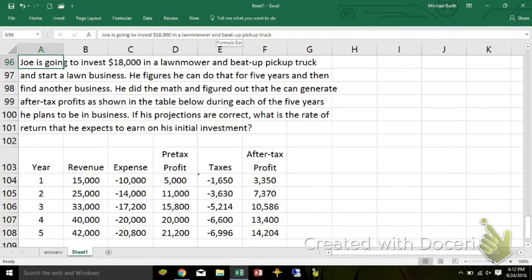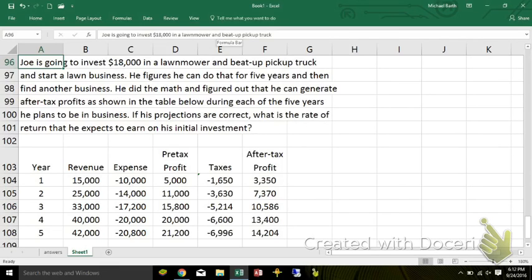Alright, in this short video I'll demonstrate how we use IRR to evaluate business decisions. Joe is trying to decide if it's worth his time and effort to get into the lawn mowing business. If he invests $18,000, he can buy a lawnmower and a beat up pickup truck, get into the lawn cutting business, and he can do it for 5 years and then move on to another business.